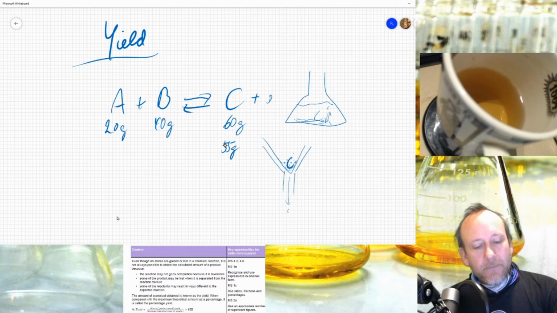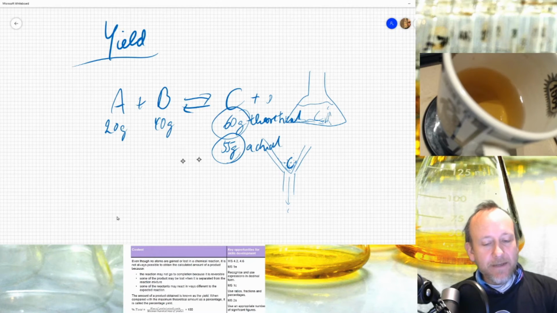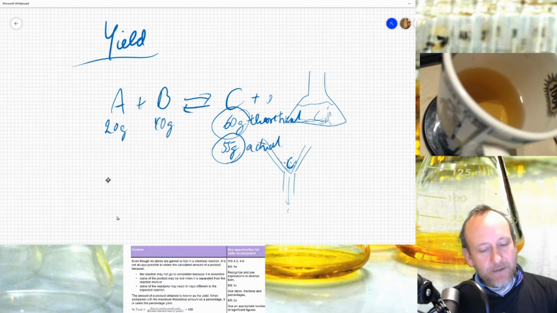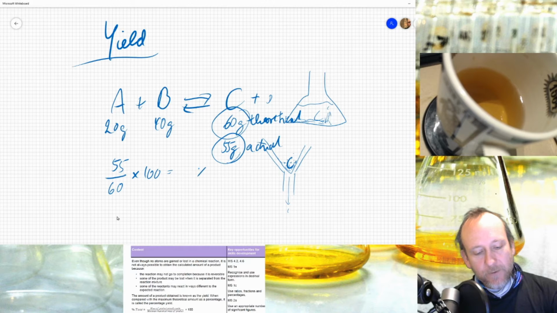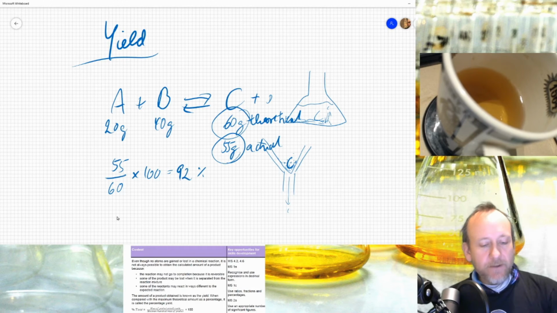Well, what you do is what you actually get, that number here, you divide by the theoretical amount that you get. So 60 grams in this case would be theoretical, and 55 grams is the actual yield that you've got. So you divide the smaller number by the bigger number, and you times it by 100, and that will give you your percentage yield. So in this case, 92, I've rounded it, 92%.